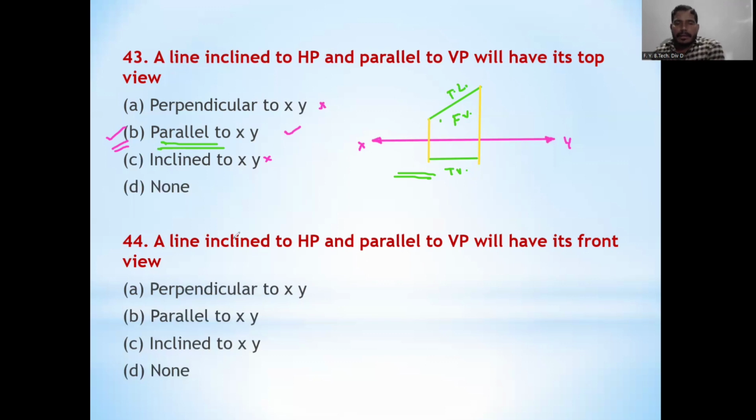Next, a line inclined to HP and parallel to VP will have its front view. Same condition is there, but it just asks for its front view. So we know now that it's the front view which is inclined to XY. The correct option is C, inclined to XY. Option A is not correct: it's not perpendicular to XY, not parallel to XY. Whatever its front view is, it is inclined to XY, as we are able to see here. Option C will be correct here.